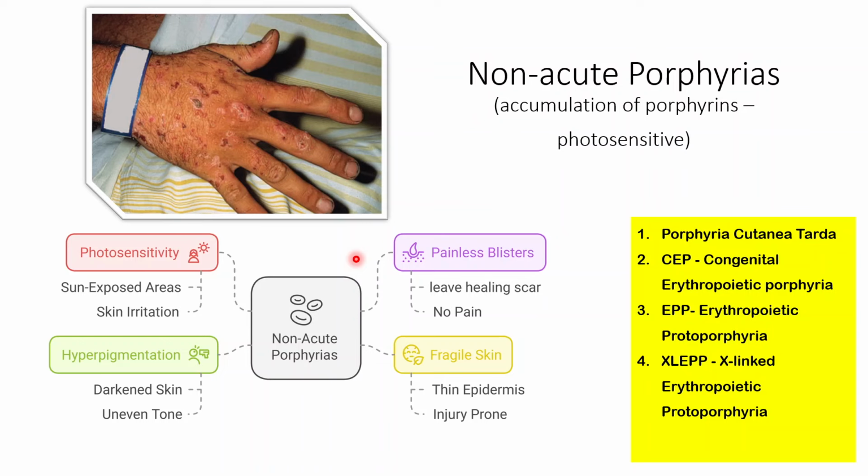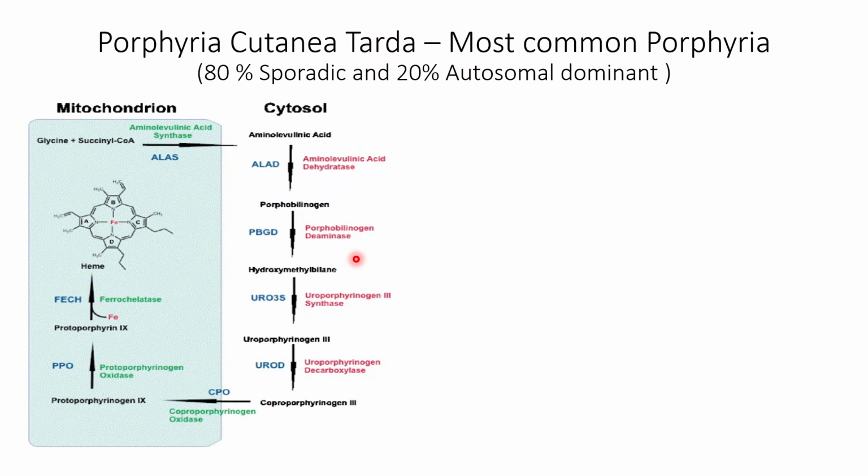Now let us look at the first one, that is Porphyria cutanea tarda. It is the most common porphyria that is seen. Okay. 80% of cases are sporadic. That means no genetic involvement is there. Sporadic cases. Okay. 20% are autosomal dominant. Okay. So inheritance from parent to offspring will be seen in 20% of cases. Otherwise 80% it is sporadic.